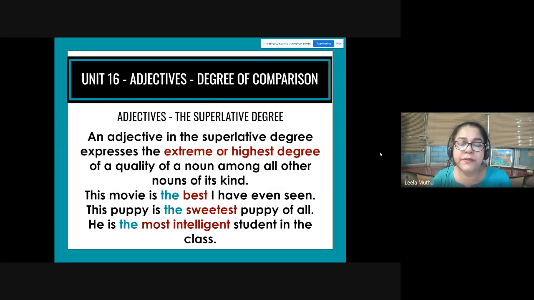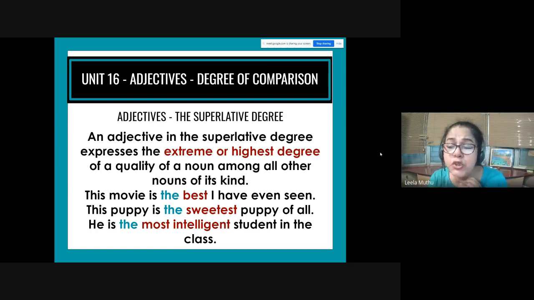Now, we have learnt about adjectives in the positive degree of comparison, the comparative degree, and now we learn about the superlative. Okay, superlative means the most of the quality. I can't think of a better way to put it. There is a quality in something, but the most of that quality is found among all the other nouns. This has the most of the quality. Okay, so now let's see.